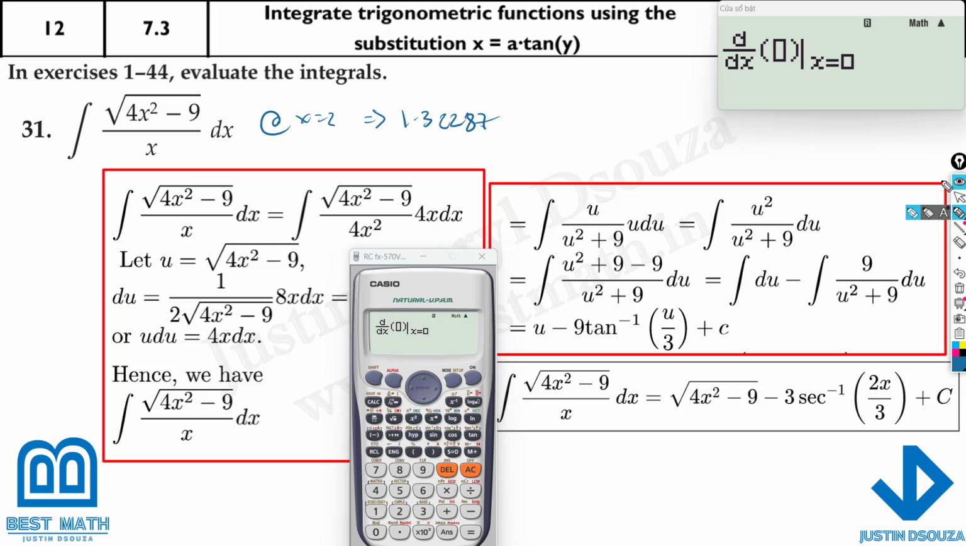Very important thing to remember here. When you have secant inverse x, you can't put 1 by cos inverse.